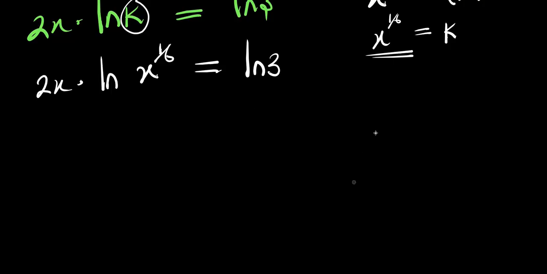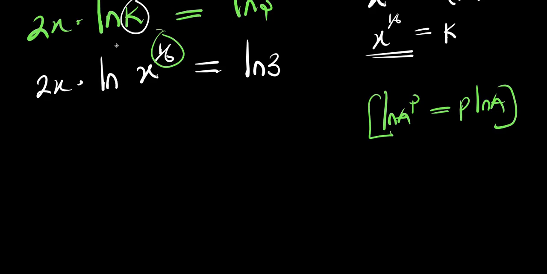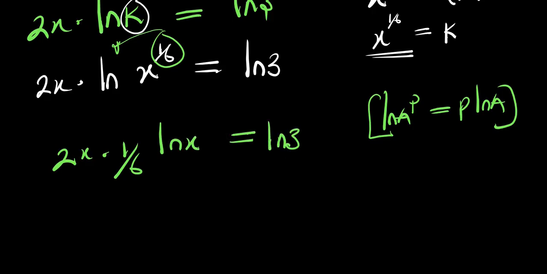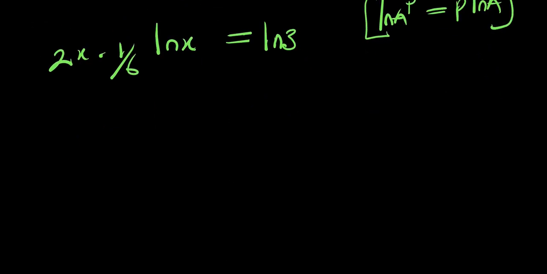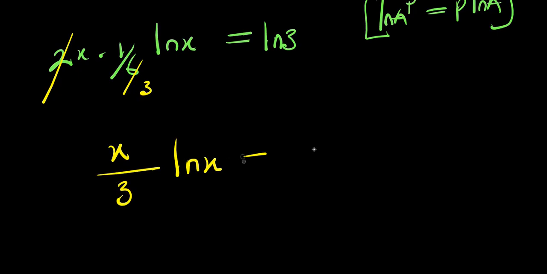Now, don't forget that ln of a power p equals p times ln a. So 1 over 6 comes in front. We have 2x times 1 over 6 times ln x equals ln 3. So from here, to simplify, we have x divided by 3 times ln x equals ln 3.